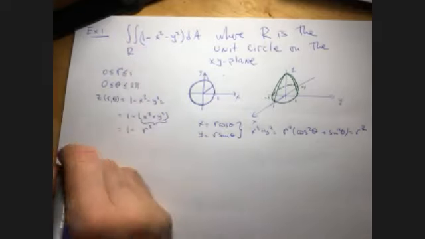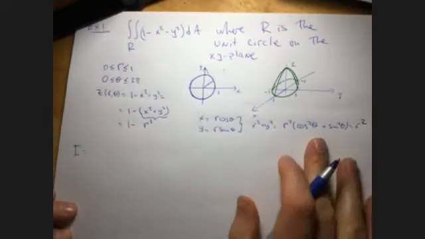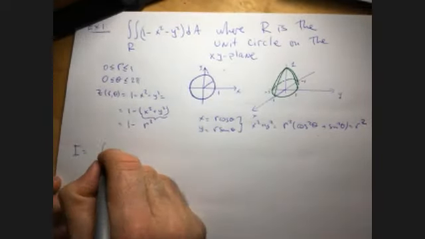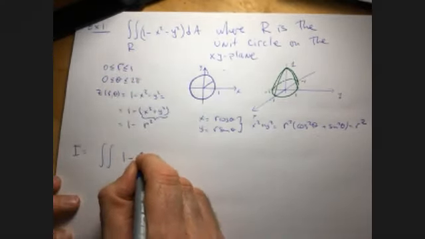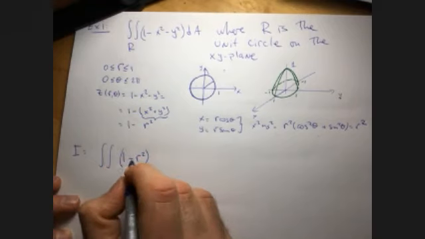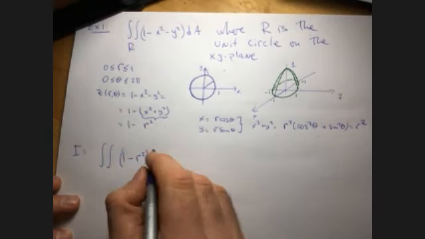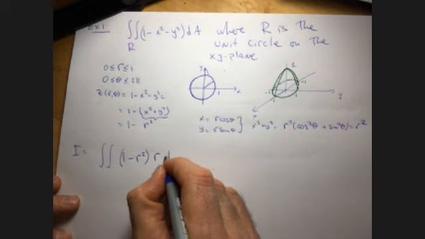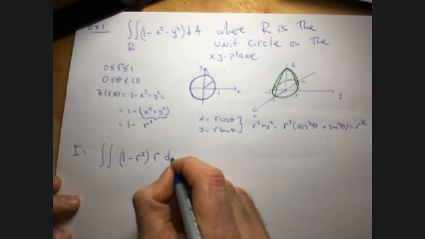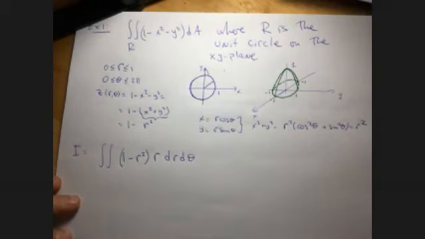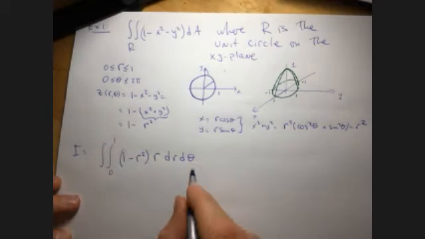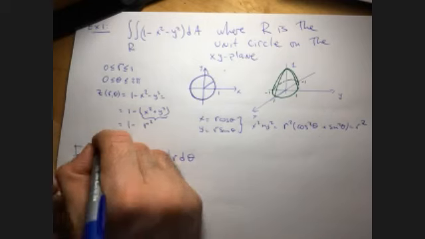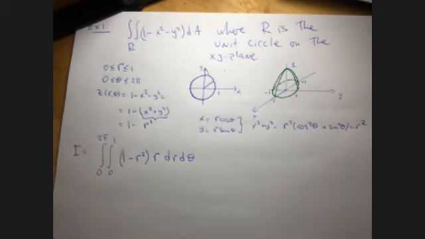So this integral here becomes the double integral of 1 minus r squared. And now be careful, we're switching into polar coordinates. So I have to multiply it by r dr d theta. Okay? r runs from 0 to 1, theta runs from 0 to 2 pi, and this is straightforward. You can just evaluate this quite easily.